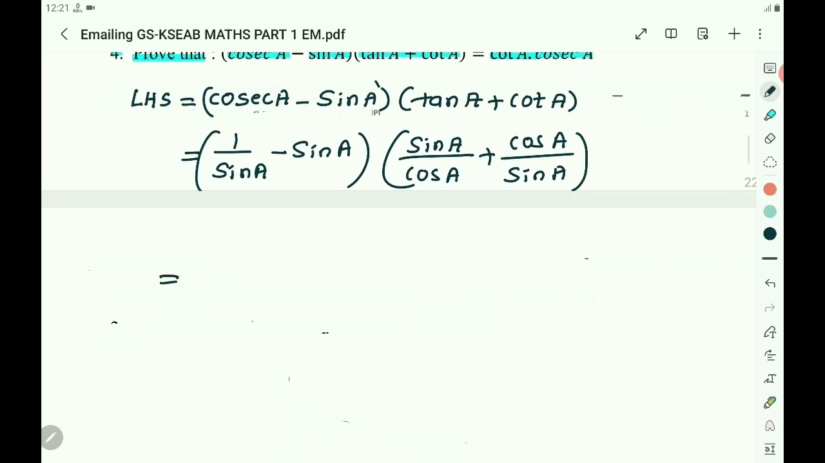Equals, here you take the LCM. What is the LCM? LCM is sin A. Sin A means sin A by 1. So the LCM of 1 and sin A is sin A. Then you write 1 as it is. 1 minus sin square A. And here also you take the LCM. LCM is the product of these two, cos A into sin A.